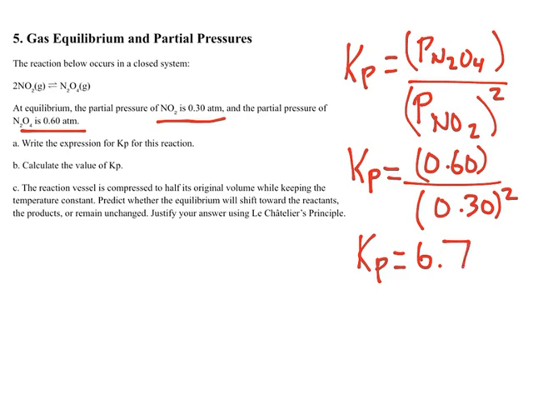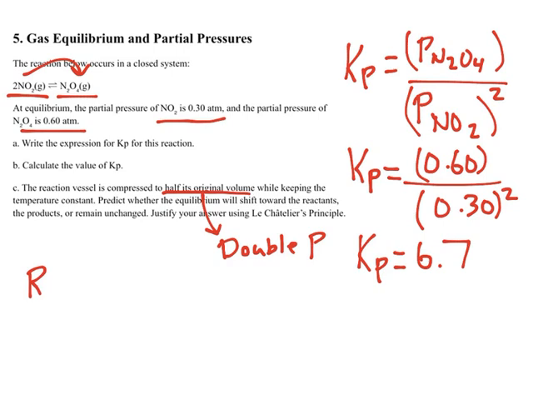Part C, the reaction vessel is compressed to half its original volume while keeping the temperature constant. Predict whether the equilibrium will shift towards the reactants, the products, or remain unchanged, and justify using Le Chatelier's principle. Well, half the original volume means that you are doubling the pressure. So since we're doubling the pressure, to offset that, this reaction should shift to the side with fewer moles of gas. In this case, you have 2 moles of gas versus 1 mole of gas. This reaction will shift to the right.